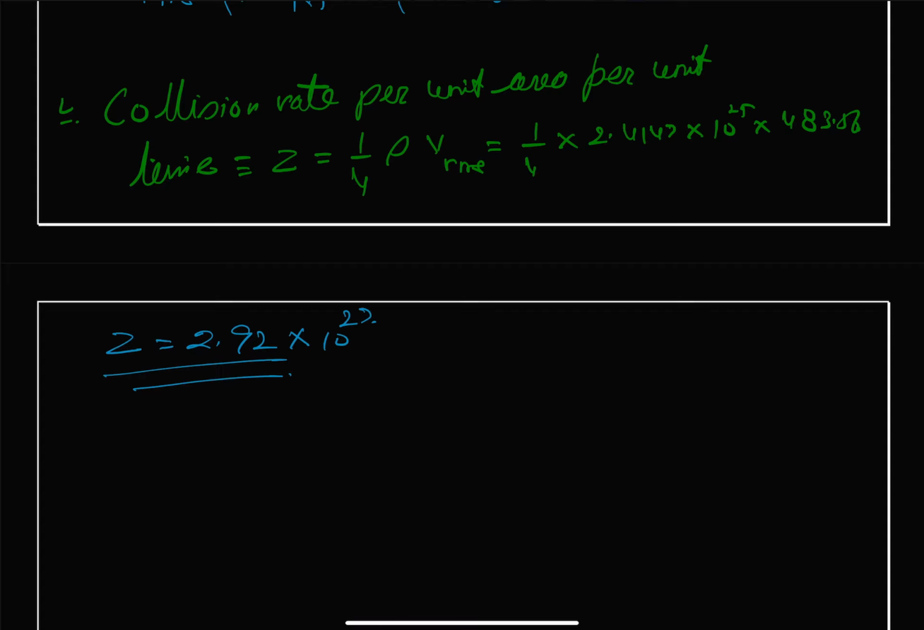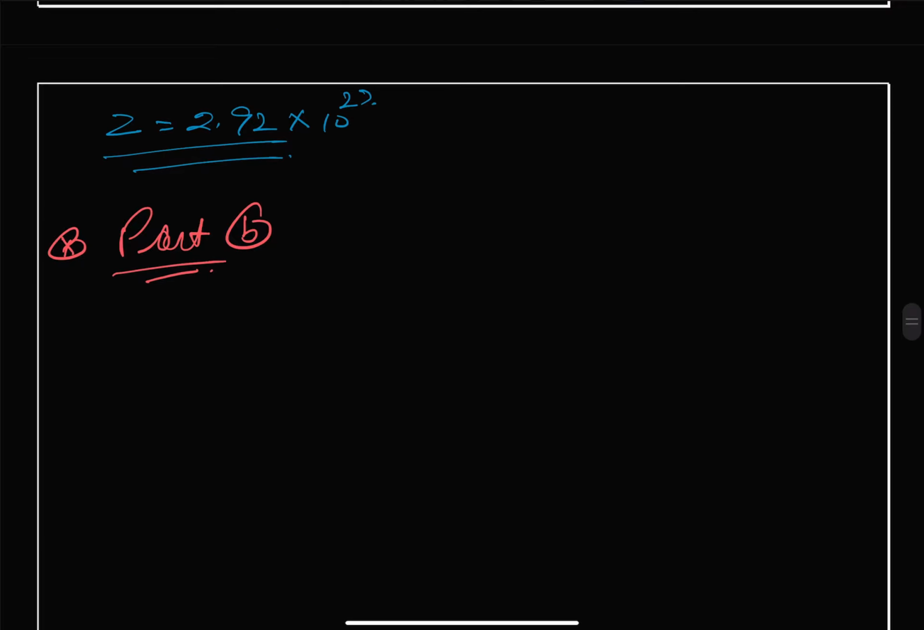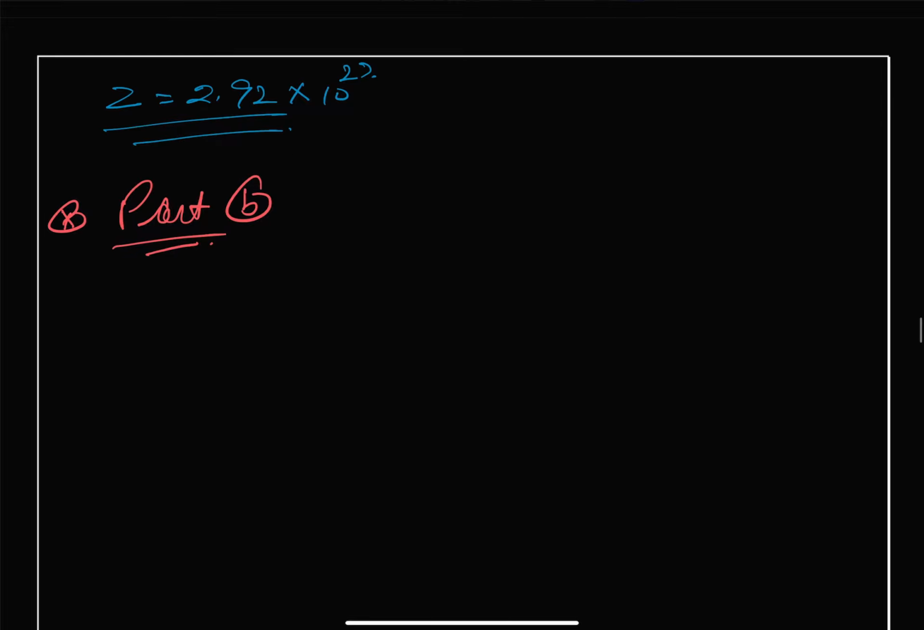Now we come to part B. It is said that now the vessel is thermally insulated. So basically it is an adiabatic process. So we are given that the vessel is thermally insulated, or we can say adiabatic.